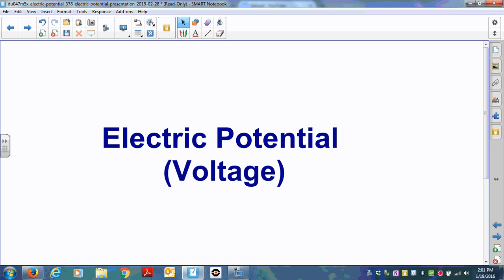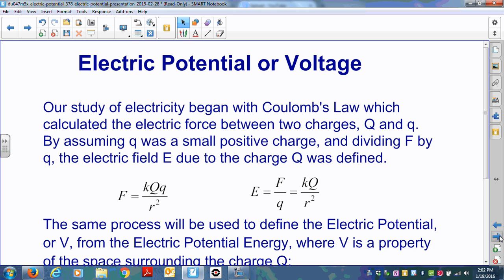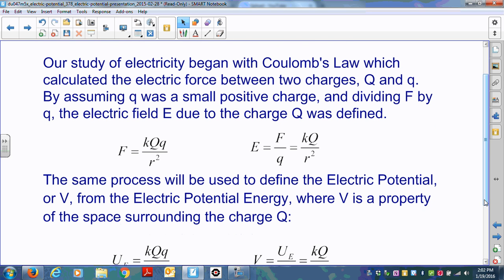In this lecture, we're going to cover electric potential, which is a voltage. Our study of electricity began with Coulomb's law, which calculated the electric force between two charges, capital Q and lowercase q, or Q1 and Q2. By assuming that q was a small positive charge and dividing F by q, the electric field E, due to the charge Q, was defined. So the electric field is equal to the force per unit charge, which is kQ over r squared.